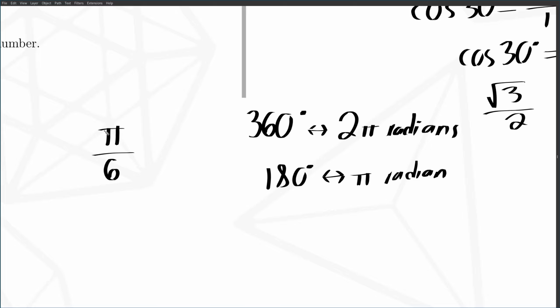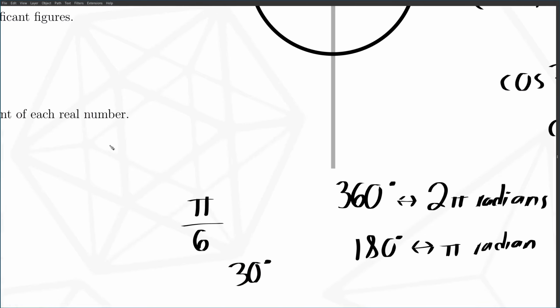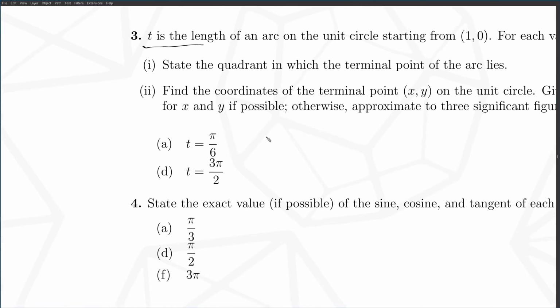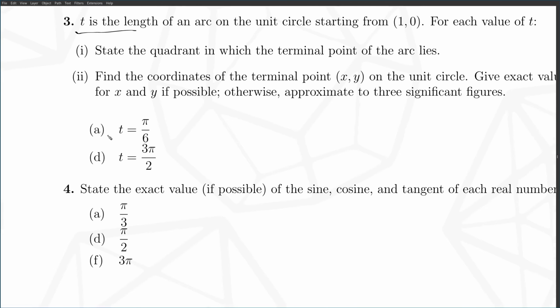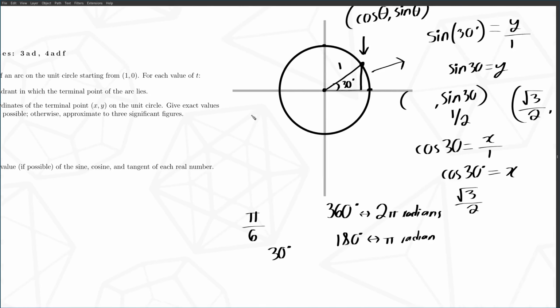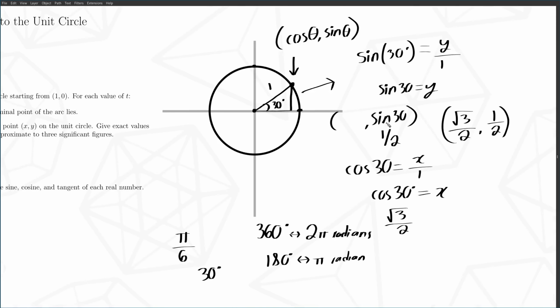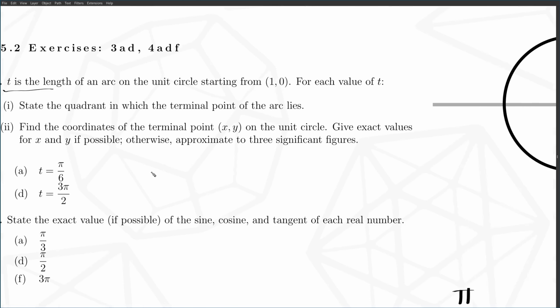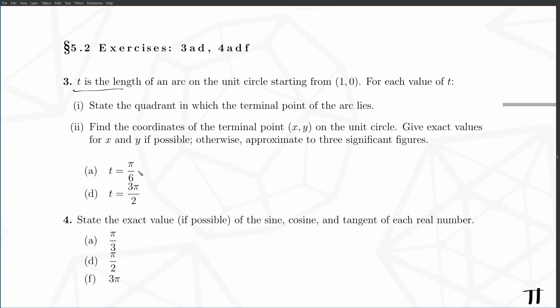Okay, and here if we have pi over 6 radians, logically that's going to mean that we have a 30-degree angle we're working with. So using that knowledge now, it's asking us to find the coordinates of that point with an angle of 30 degrees, and we did just that as an example. So for part A, the answer is going to be root 3 over 2, comma 1 half.